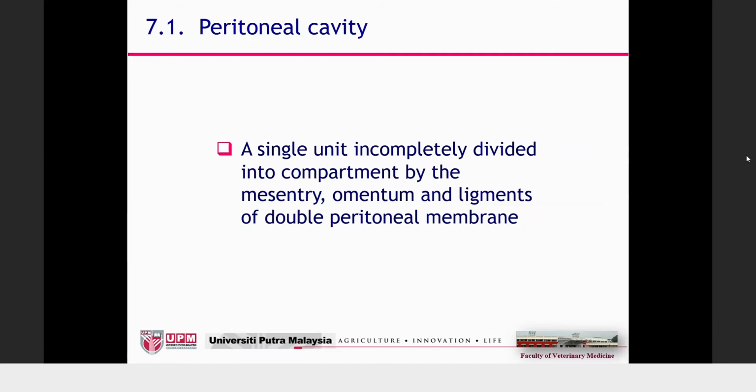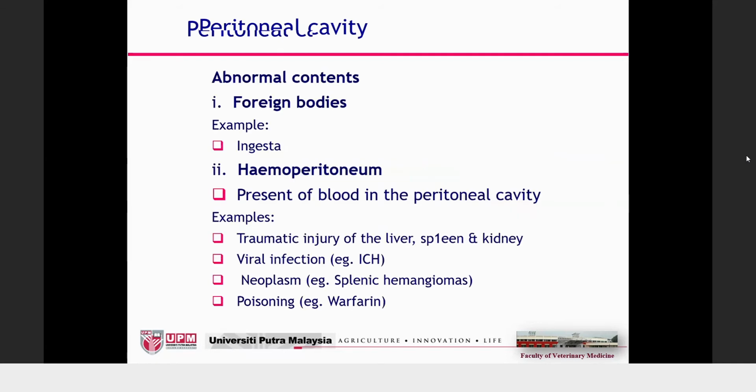So this is the peritoneal membrane. But the important thing is that it acts as a buffer to make sure the organs in the abdominal cavity are in place, particularly during normal conditions. So what do you expect to see in this peritoneal cavity? I mentioned earlier, we always talk about the peritoneal cavity, but at the same time we can also consider this as the abdominal cavity.